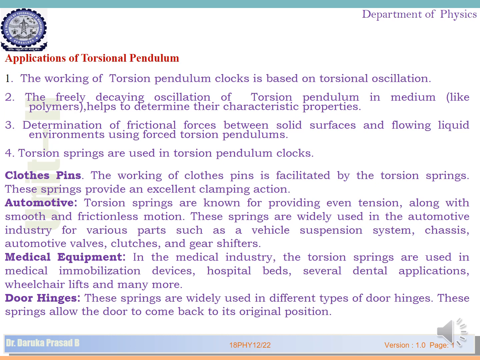Similarly, in the automotive industry, in many applications such as suspension of vehicles, chassis, automotive valves, clutches and gear shifts, it works with torsional oscillations. Even in medical equipment, torsional springs are used for immobilization devices, hospital beds, several dental applications, wheelchairs, lifts, etc. Door hinges also work with the principle of torsional oscillations, where the springs are attached and it will come back to its original position.